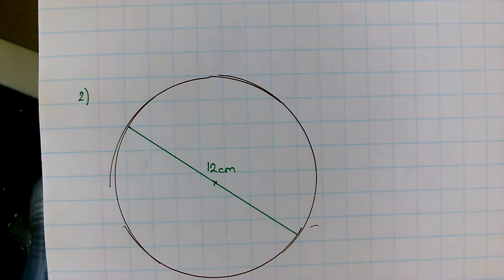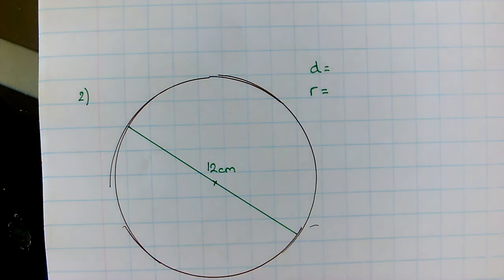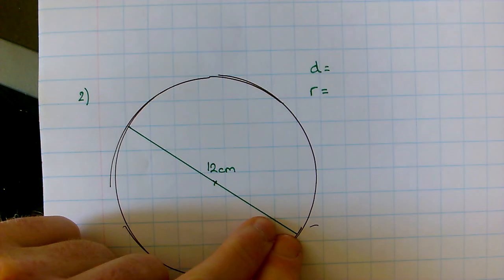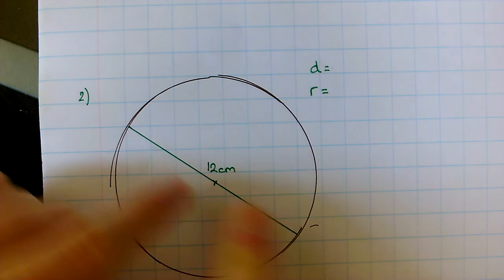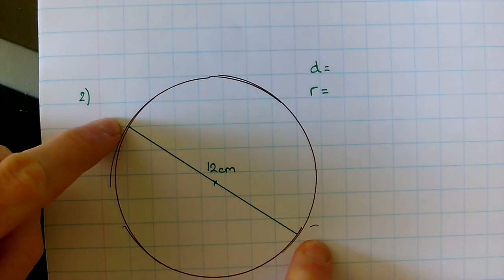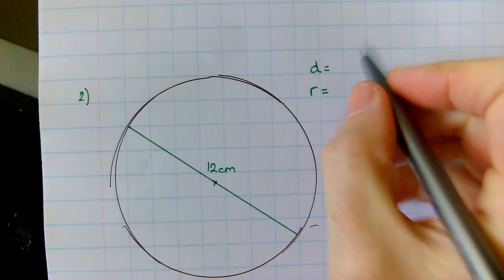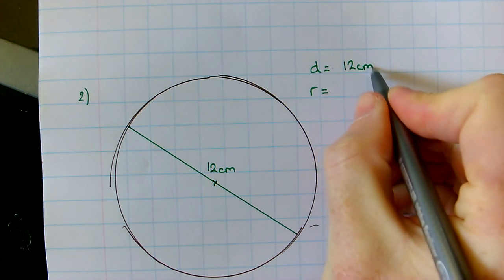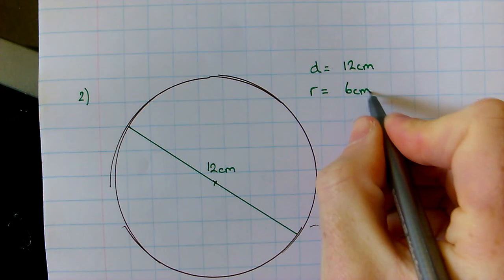So the very first thing we do with a circle, we write down the radius and the diameter. Now remember the radius goes from the centre to the edge, and the diameter is twice the length. The diameter is a line that goes across a circle through the middle. It splits it in half. Now the diameter here is 12. It's going all the way across through the centre, so the diameter is 12 centimetres. The radius is half of the diameter, so that must be 6 centimetres.